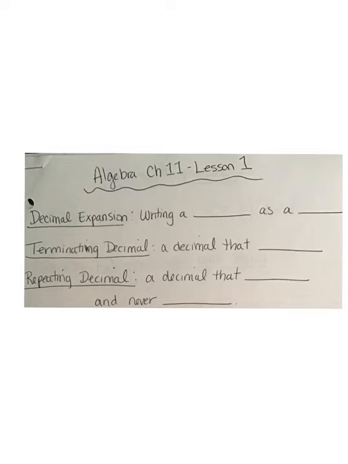So decimal expansion. This is when you're writing a fraction as a decimal. Okay? So you're changing it from one to the other. And there's two types of decimal expansion. The first one is a terminating decimal. That's a decimal that stops. Like 1/4, if you divided it, turns into 0.25. It stops. It doesn't go on and on forever.